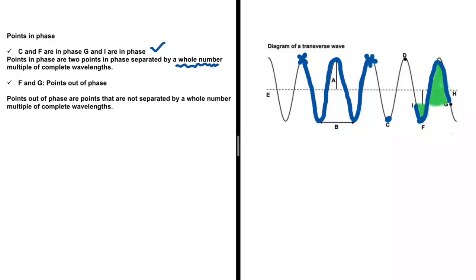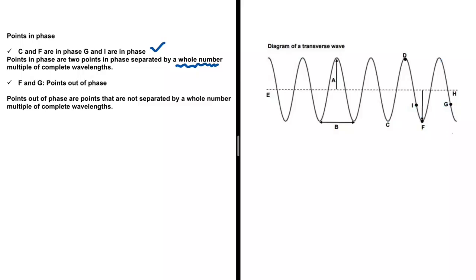If there's a whole number multiple of complete wavelengths between 2 points, then they are in phase. If that condition is not met, then they're out of phase. Right. So points are out of phase if they're not separated by a whole number multiple of complete wavelengths. Right. So that is how we differentiate between points that are in phase and points that are out of phase.